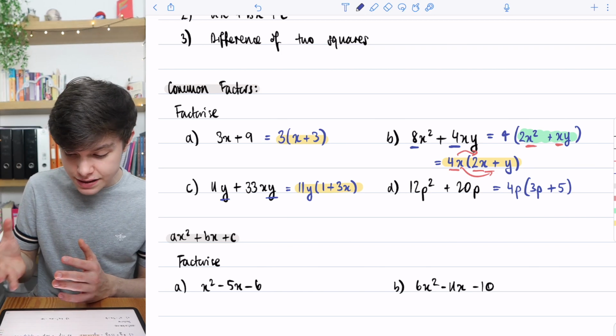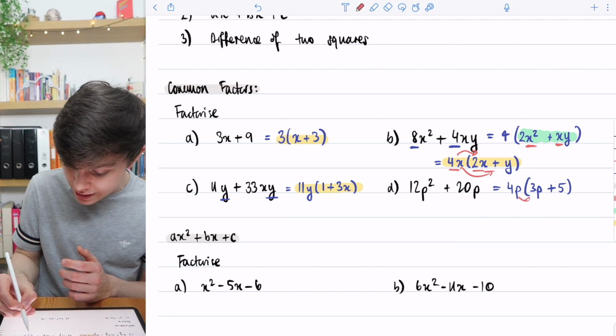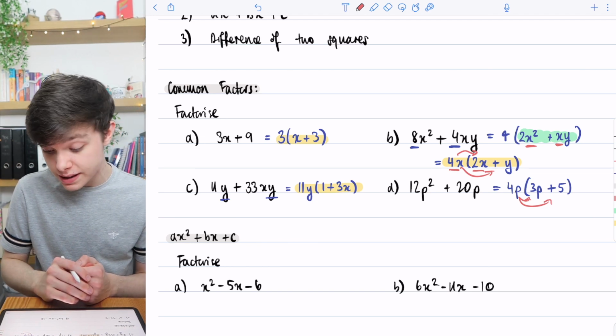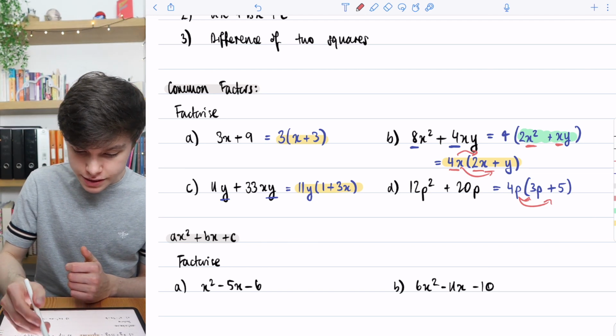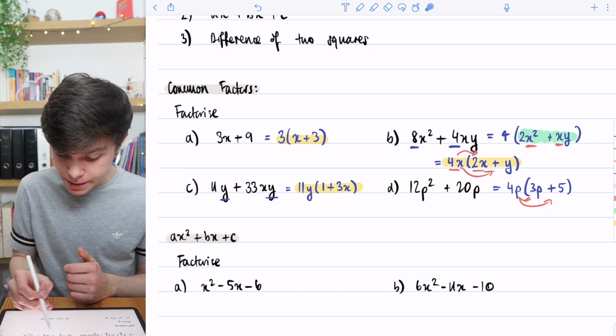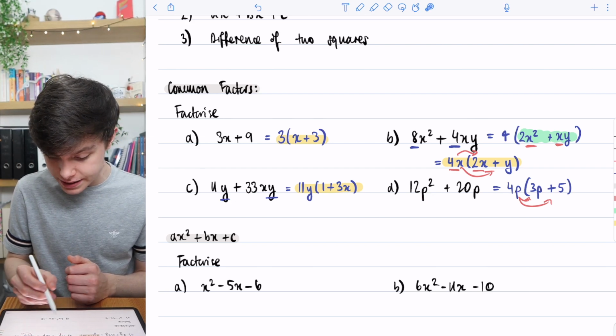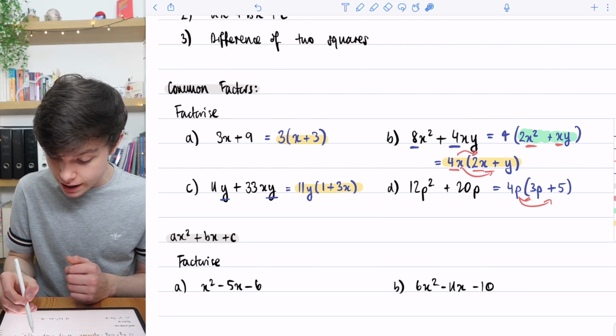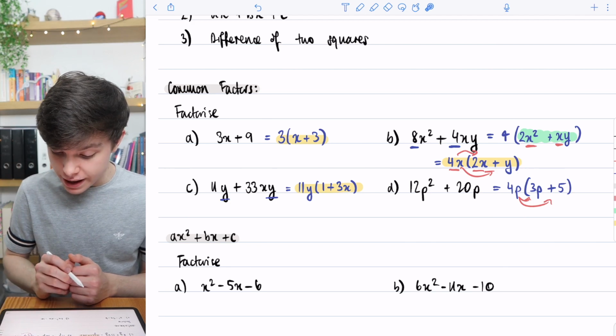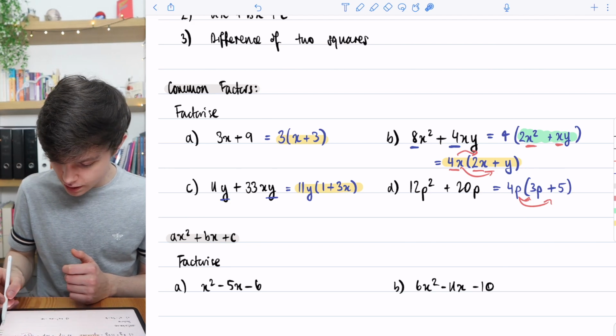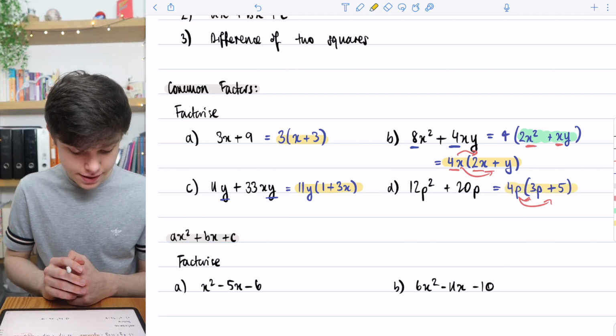When I check that, I'd be expanding across the brackets, across the arrows like that. I would get 4p times 3p, which would give me 12p squared, and then plus the 20p, and I'd get that from 4p times 5. So that's our final answer there.